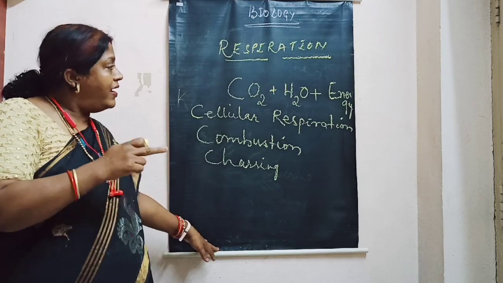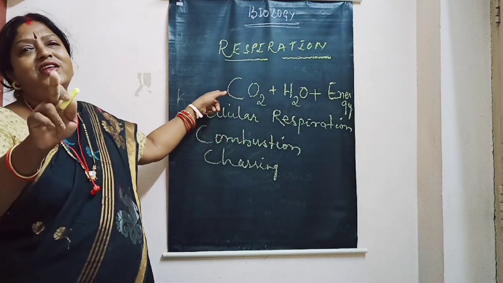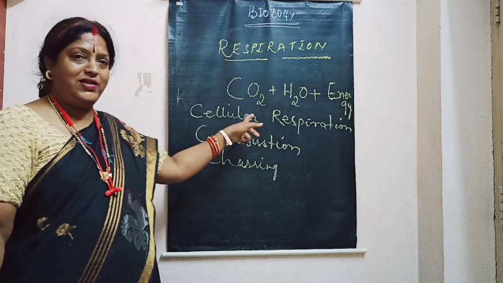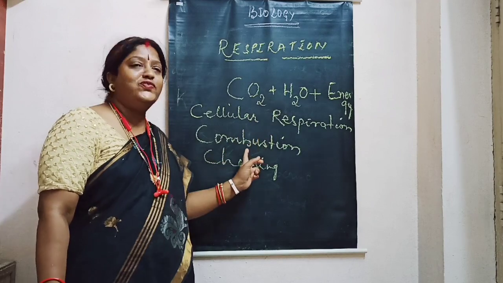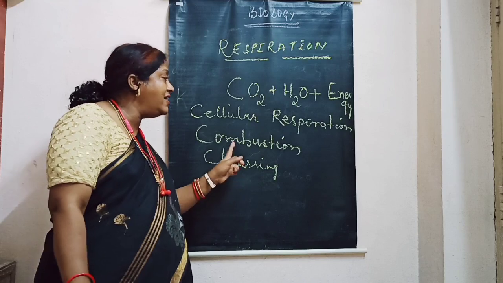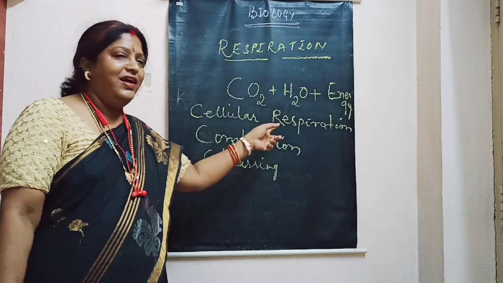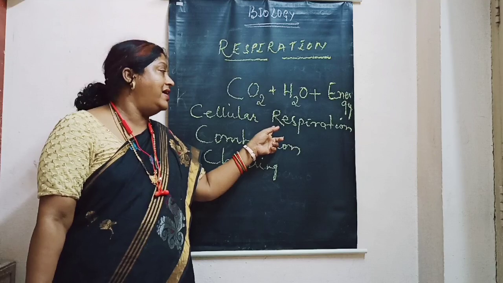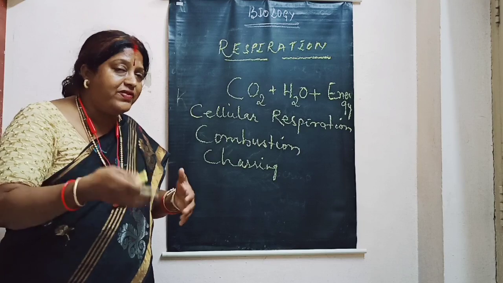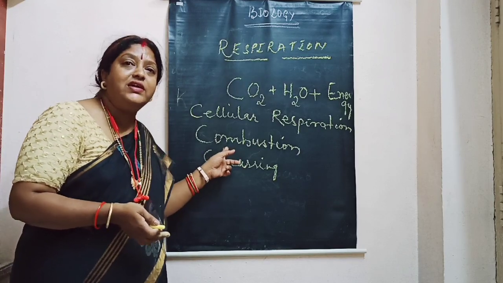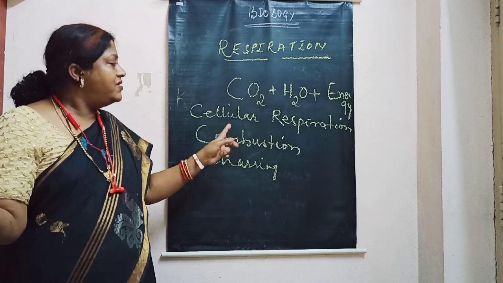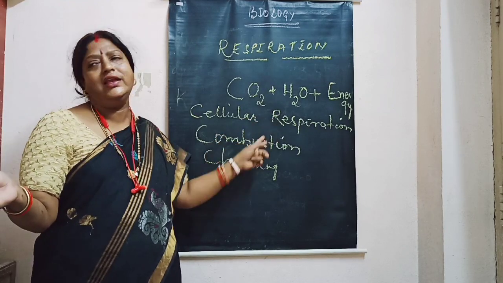So in respiration and combustion, energy is produced, and the end product is the same. Then what is the difference between respiration and combustion? In respiration water is essential, whereas for combustion water is not required. And then charring is seen in combustion, but there is no charring in respiration. Understood, children? And then in respiration energy is released at several stages, whereas in combustion energy is released at a time and is exhausted. So this is the difference between respiration and combustion.